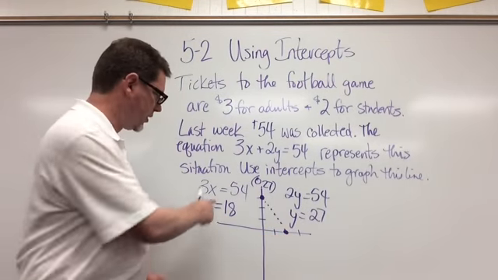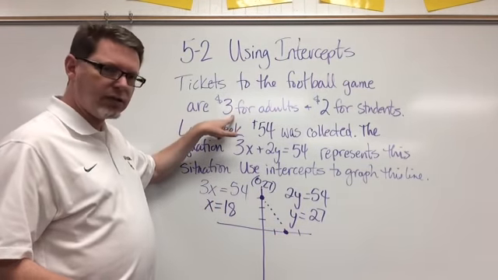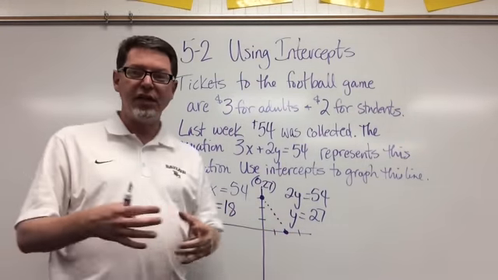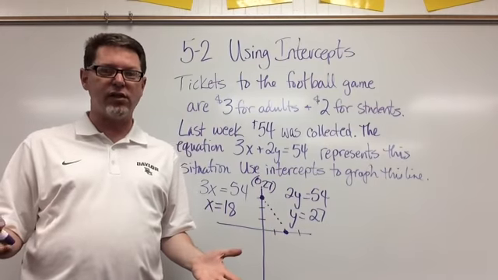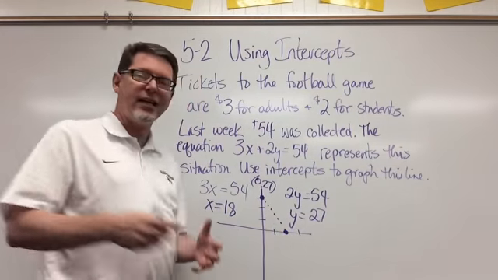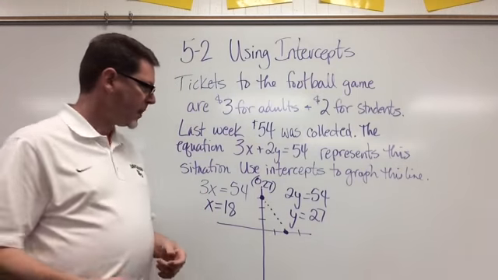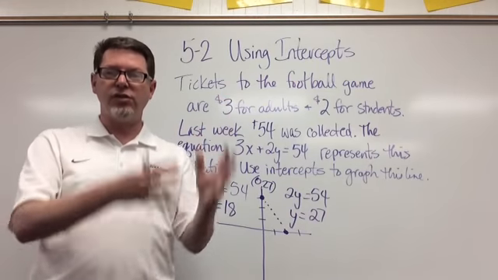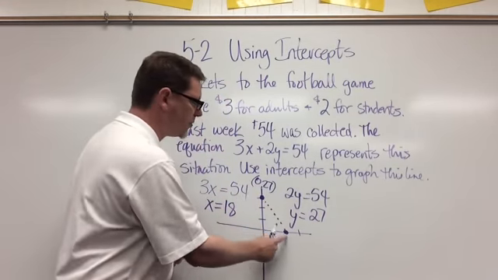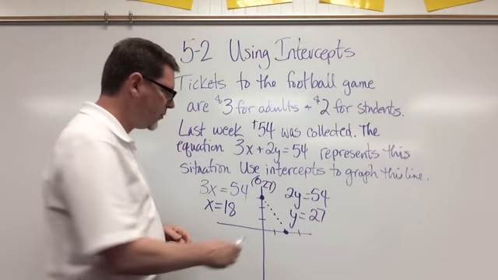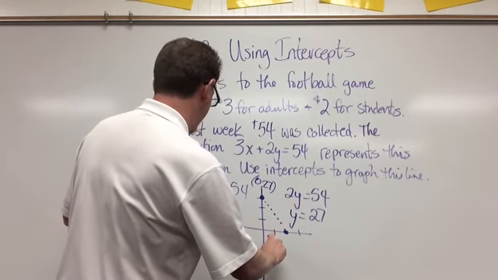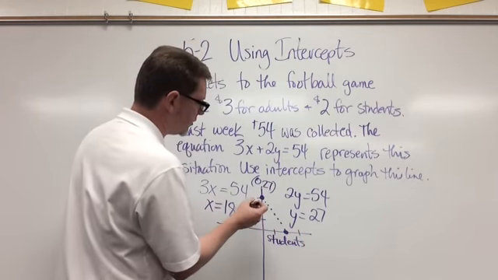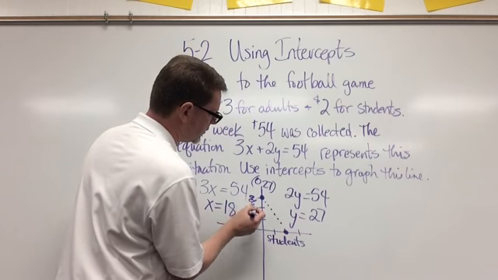It's a great question. Look at the x-intercept. The x stands for adults, so the x-intercept of 18 would represent that only adults bought tickets. There were no student tickets sold at all, so only adults bought tickets, and that would mean 18 adults bought tickets. Now all of the points on the line here would be combinations of student tickets and adult tickets. But the intercepts represent when only one of each, because the x-intercept represents adult tickets and the y-axis is student tickets.